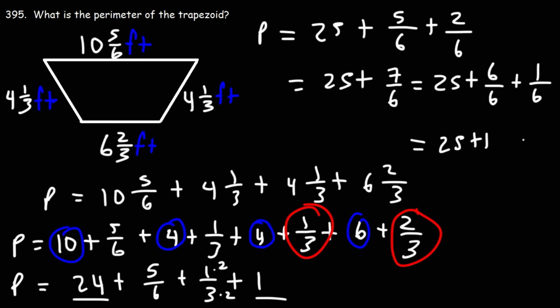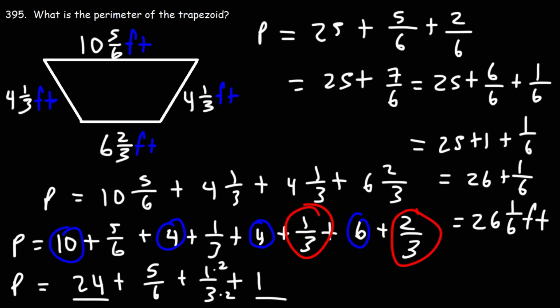6 over 6 is 1. And 25 plus 1 is 26. So this is going to be 26 and 1/6 feet. That's going to be the perimeter as a mixed number.